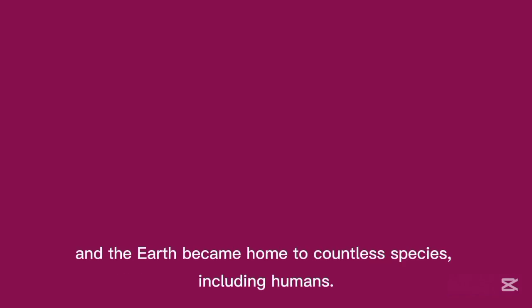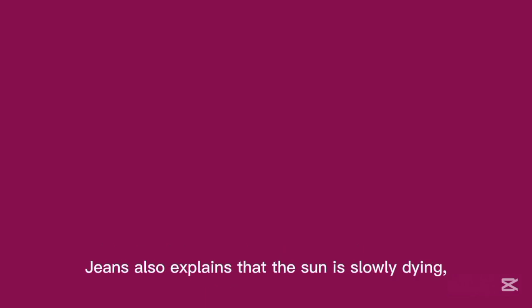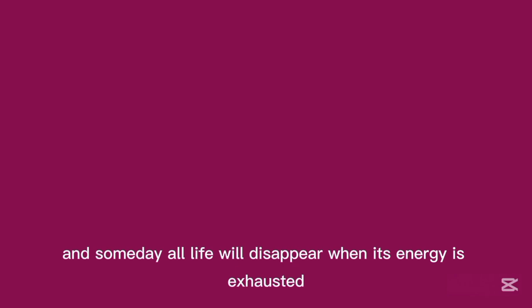Final summary. The Dying Sun describes the birth of planets from the Sun after the close passage of a wandering star. The planets cooled, life gradually began, and the Earth became home to countless species, including humans. Jeans also explains that the Sun is slowly dying, and someday all life will disappear when its energy is exhausted.